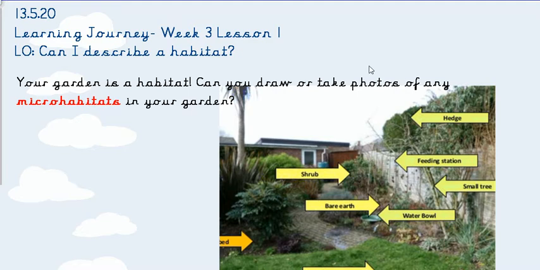So the whole garden is one habitat, but there are microhabitats within that habitat, children. So there'll be some animals that live just in this shrub, some that live in the hedge, some that live near this water bowl perhaps, some that live near this small tree. So I had a go at doing one of these myself.